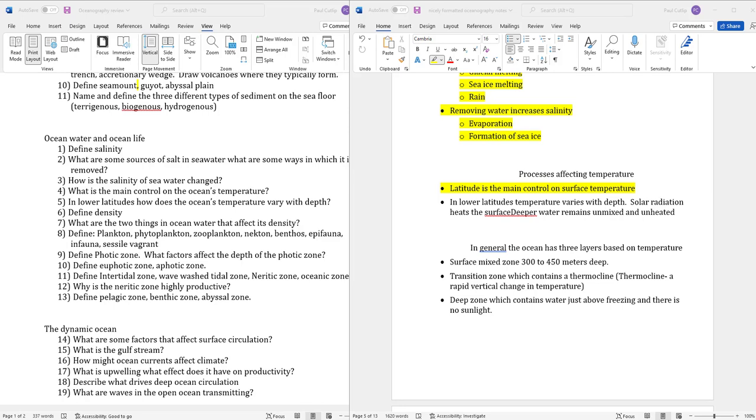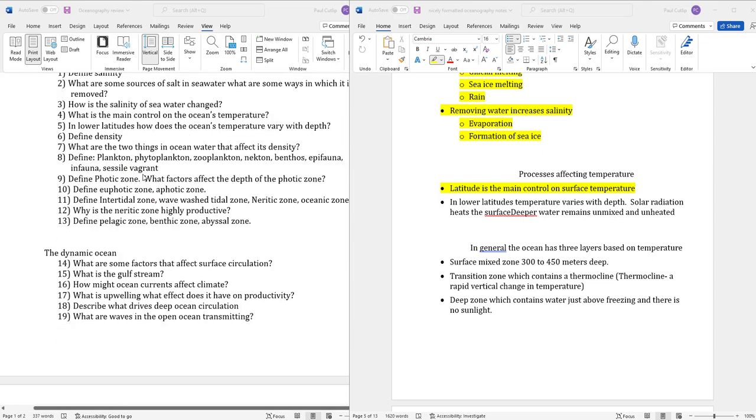Okay, one faculty meeting later, and I'm back, and we're working on question number 4 here. And you notice my questions restart, and that's going to be annoying, but it's going to keep happening. You'll notice my questions here restart the numbering. Oops, sorry about that. But question number 4 here: what is the main control on the ocean's temperature?